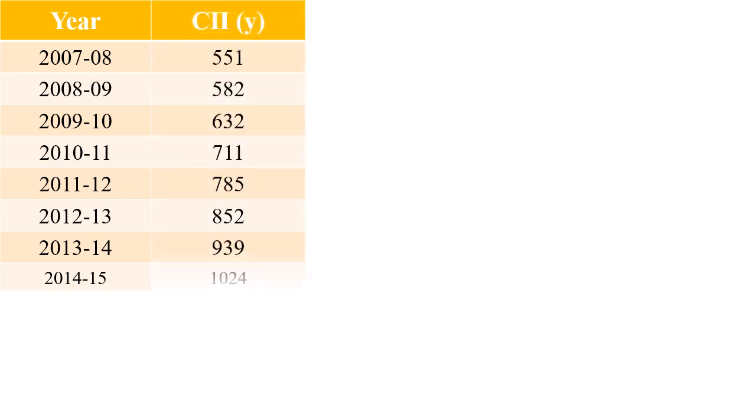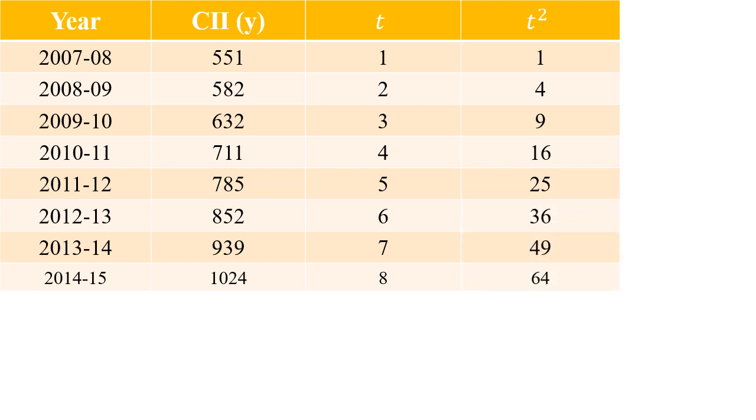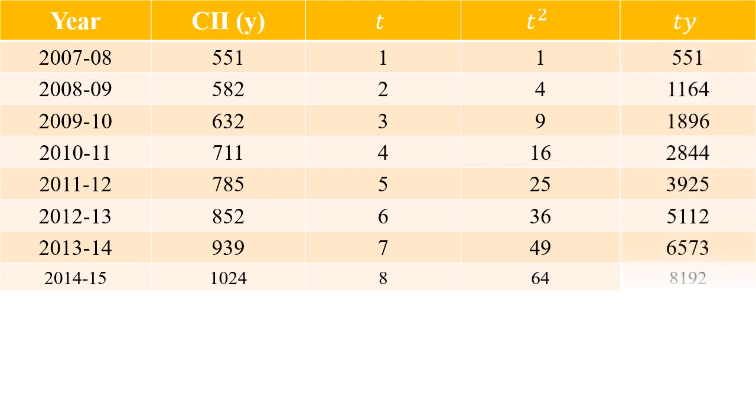We will start with the years 7, 8, 8, 9, 9, 10, 10, 11 and so on, and once we get this data we will write down the value of the y variable, that is the cost inflation index, into the table. Now the conversion of years into t's will be 1 to 8, and then we will square the t column to get the t square column, 1, 4, 9, 16 and so on. The last column is the ty column, which multiplies the t and the y columns.